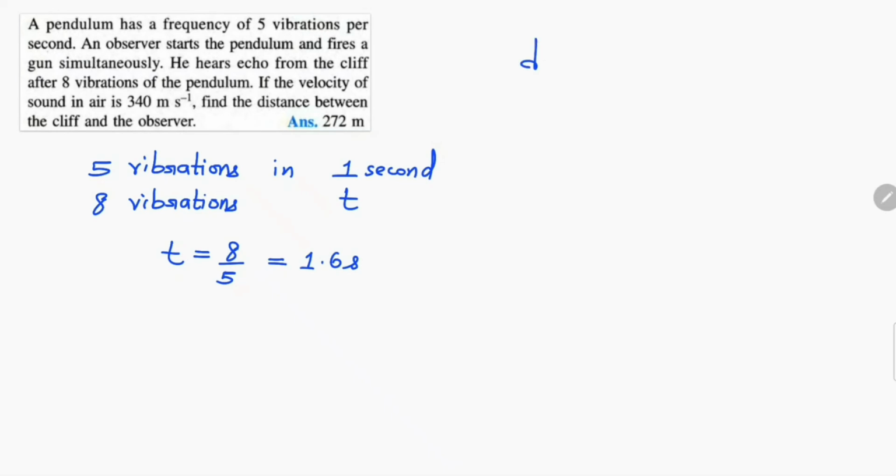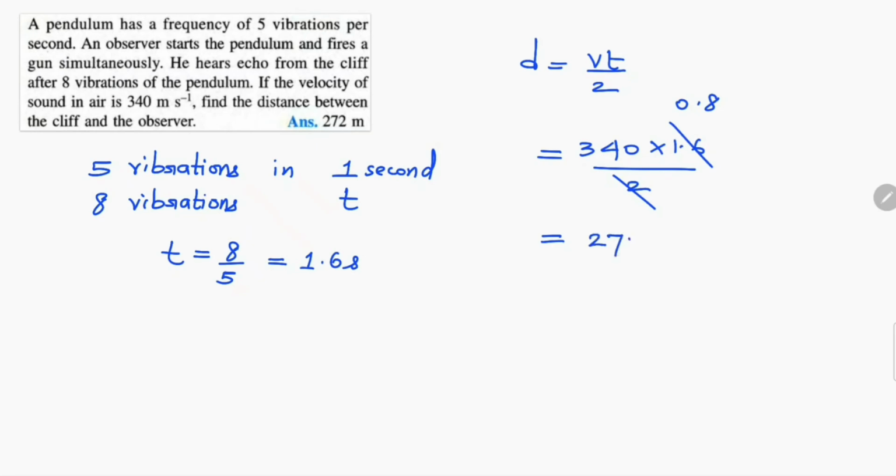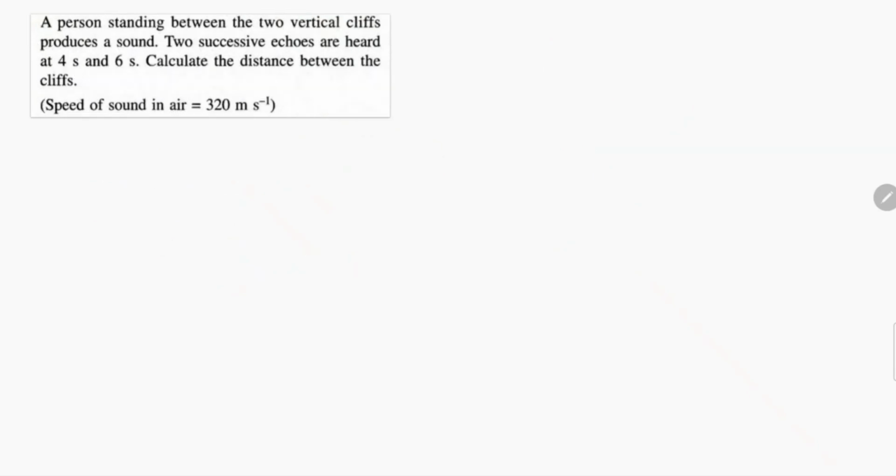Find the distance. D is equal to Vt by 2. Substitute the values. So 2.8 and 8 into 34 is 272 meters is the answer. A person standing between two vertical cliffs hears 2 successive echoes at 4 seconds and 6 seconds. Calculate the distance between the cliffs.